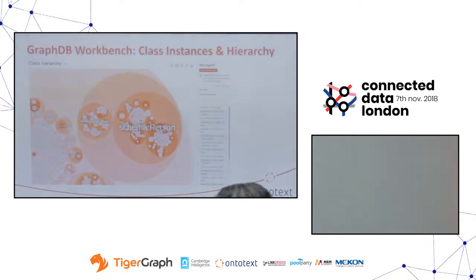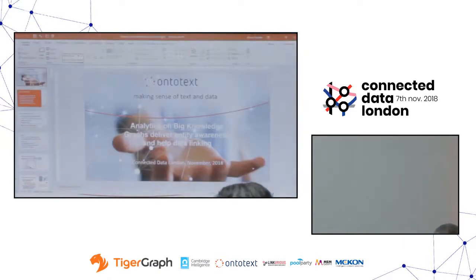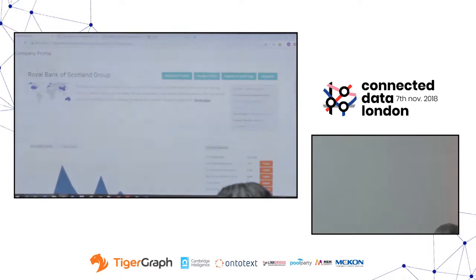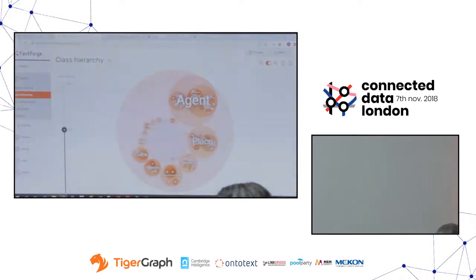And that's the point where I'll make the first demo. Figuring out what you have in a big knowledge graph like this is not easy, because in this demonstrator, we have 1,400 different classes.